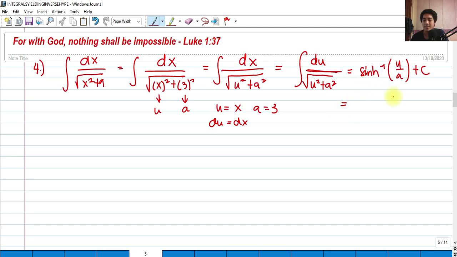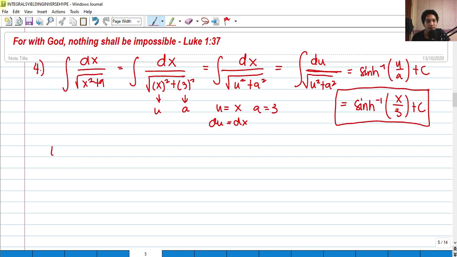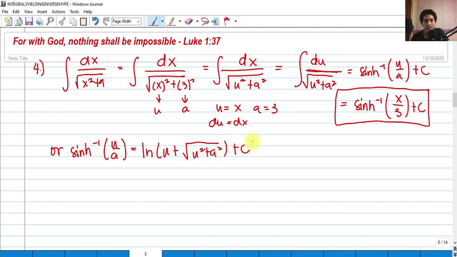So we need to back substitute the value of u and a. So we have inverse hyperbolic sine of u, which is x, all over a, which is 3, plus c. So this would be our answer in terms of inverse hyperbolic sine. Or again, the inverse hyperbolic sine of u all over a is equivalent to the ln of u plus square root of u squared plus a squared, plus c.